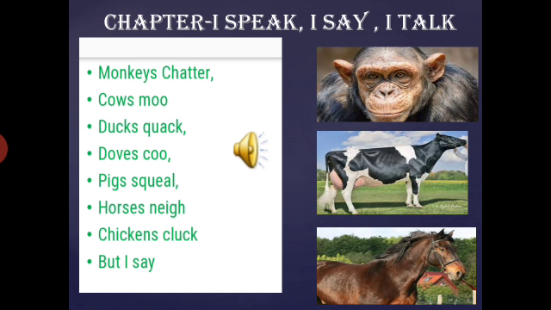But I say, so who is I over here, children? I means we, human beings. We express our feelings and emotions, and when we want to communicate with others, we speak, we say to each other. So these are all the sounds of these animals. This is our second part, and the rest of the last stanza we will discuss in our next class. I hope you all have understood.